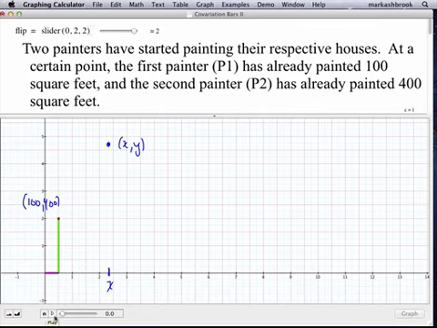So here I am. We know that at 100 it's 400. We know the rate of change. And now we want to know the total amount painted by painter 2 given any changeable amounts painted by painter 1. How can we do it? We've got all the tools. We've got everything we need. How do we want to start?